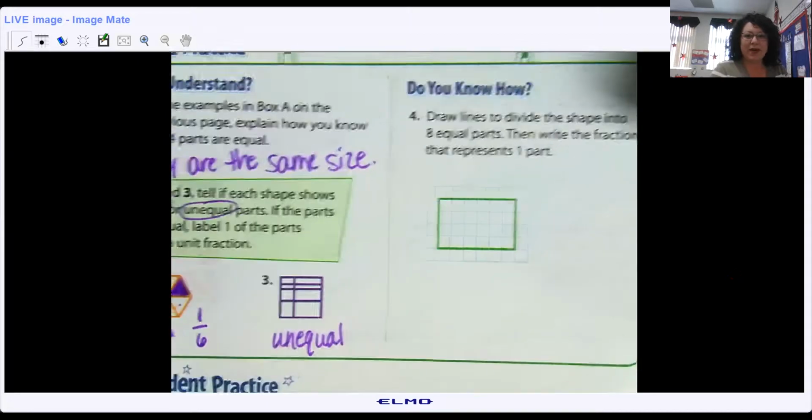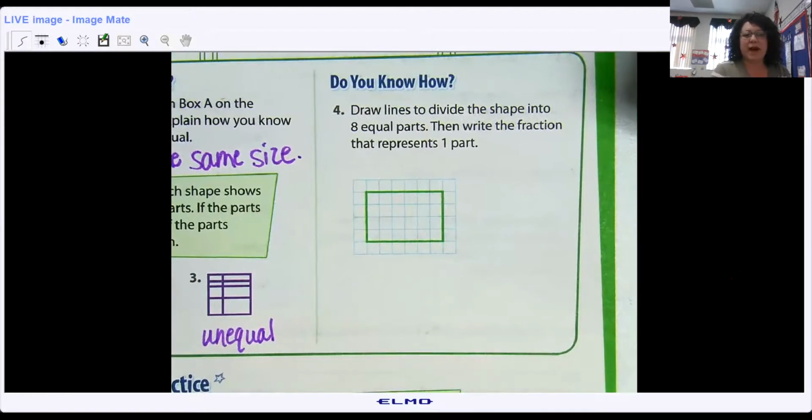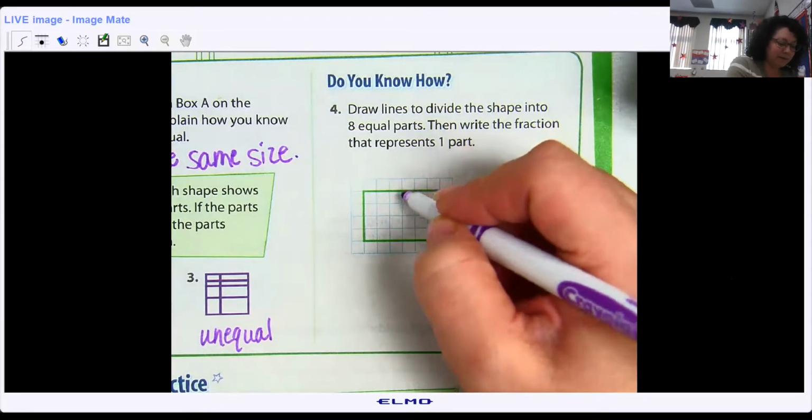Okay, let's look at number 8. Draw lines to divide the shape into 8 equal parts. Then write the fraction that represents 1 part. So we have to divide it into 8 equal parts, and then they want us to write the unit fraction.